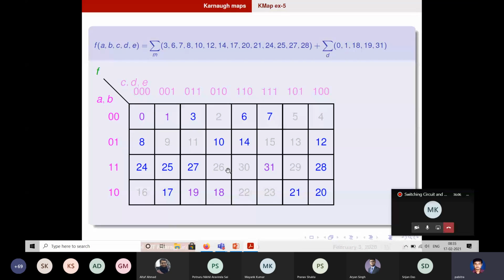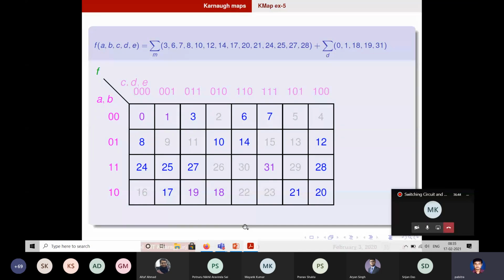So they add to my convenience. If they help me in forming larger cubes, I'll consider them as true minterms. And if they don't help me, I'll consider them as false minterms. So this gives me some flexibility. Here is an example. If I include this don't care 19, it helps me form this cube 25, 27, 17, 19.